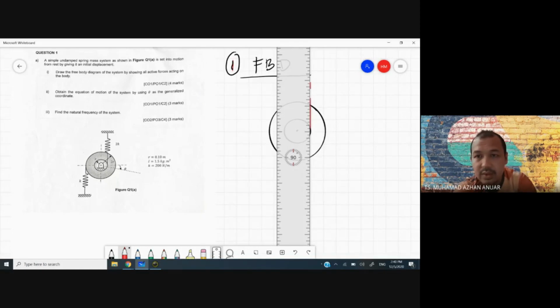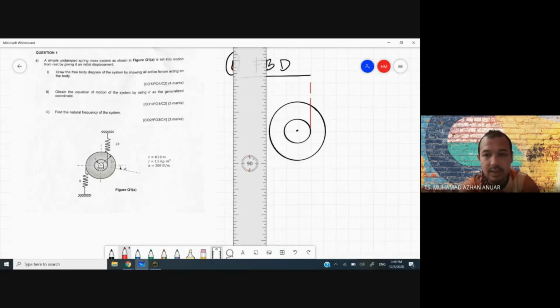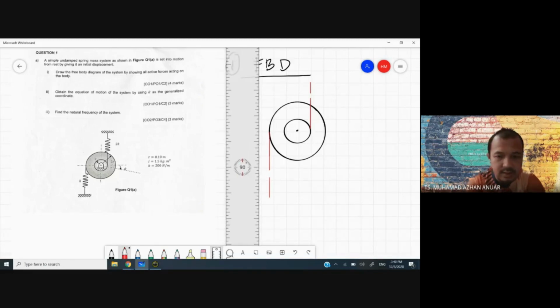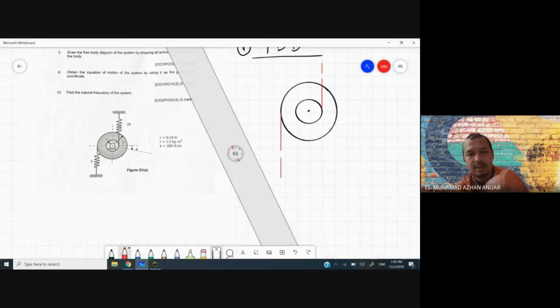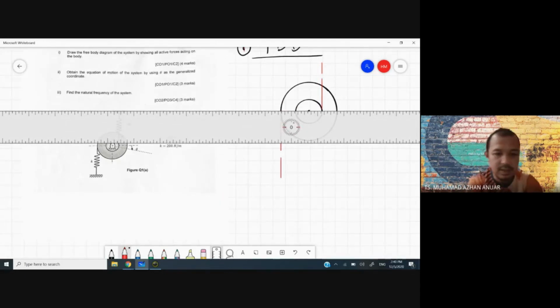I draw a line there, and then I draw another line here, another line here, another line there. So you have two forces in the system from both springs. And this pulley is set into motion from this coordinate system. So you have this one.